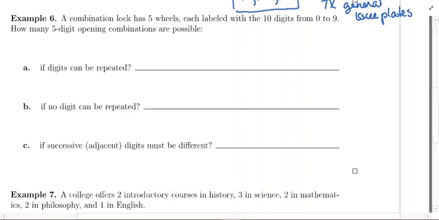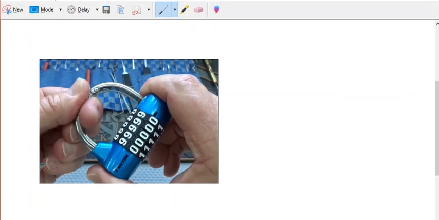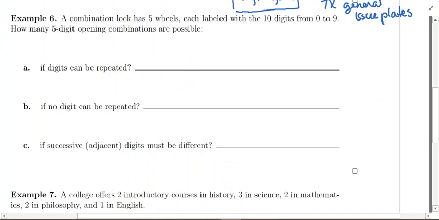Make sure you know what I'm talking about when I say a combination lock with wheels. I found a picture of one for you. It's something you would put on a locker. You've got the 5 wheels there, and for each wheel you choose a number as your combination, choosing from the digits 0 through 9. Keep this in mind, this is the kind of thing we're dealing with here. Let's start with part A, where digits can be repeated.